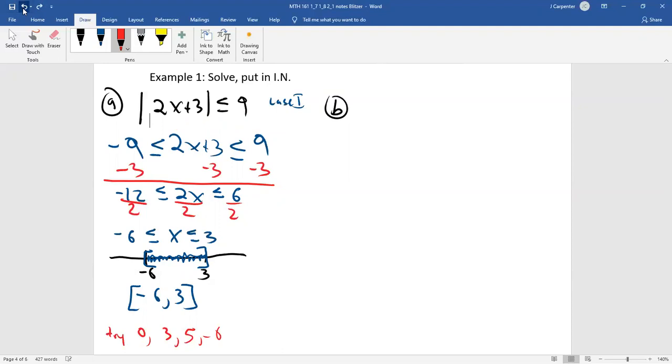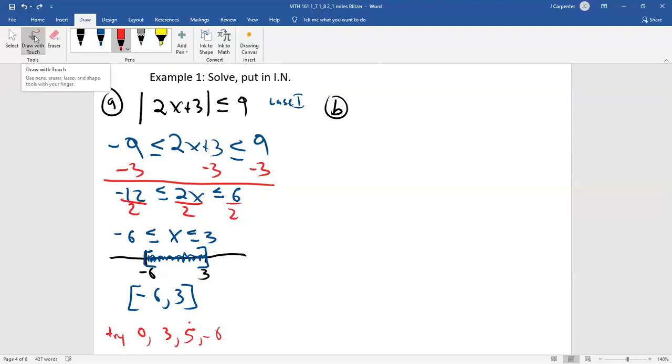But now let's try 5. Just for kicks, let's try 5. 2 times 5 is going to be 10. 10 plus 3 is 13. The absolute value of 13 is 13, and 13 is not less than 9. So 5 fails. So over here is 5, and it fails. So this solution doesn't end up making sense.